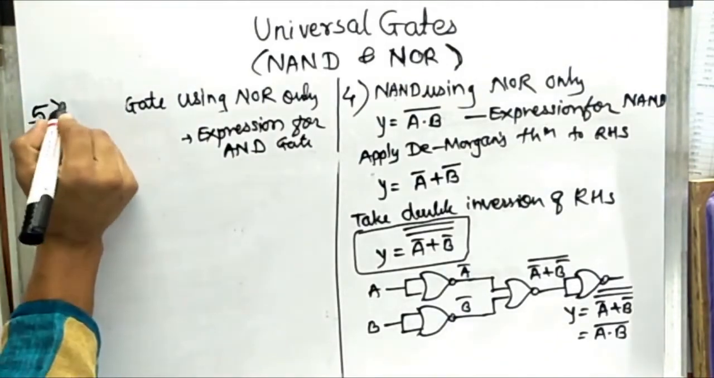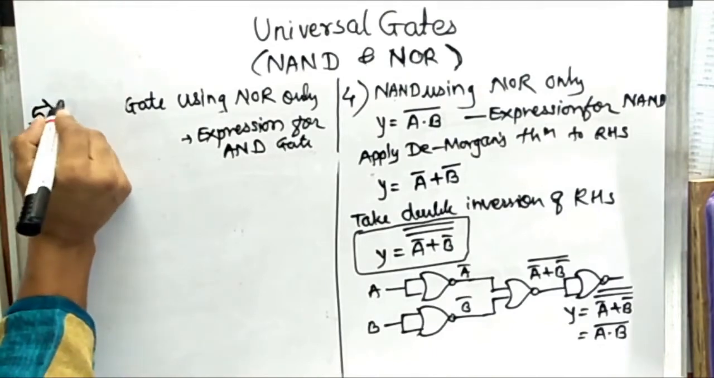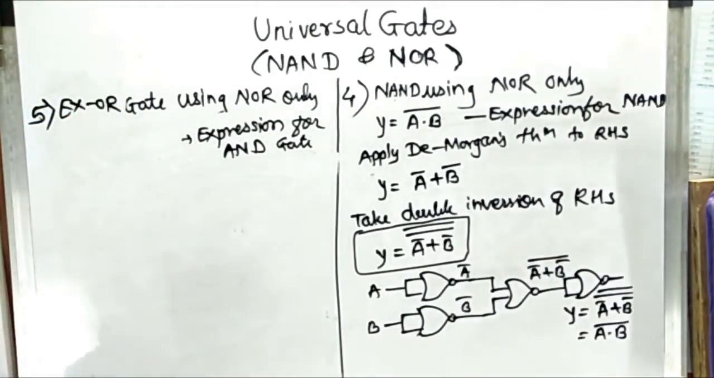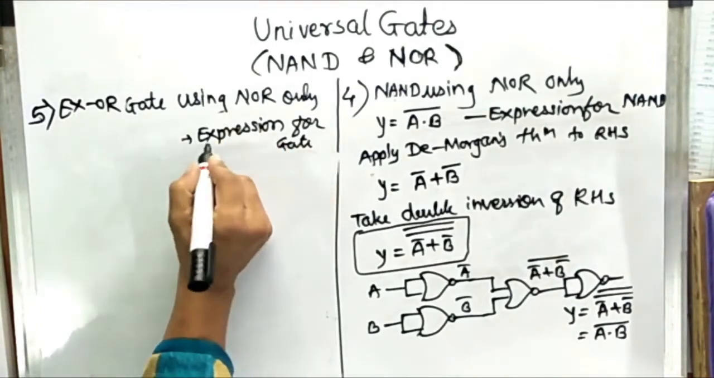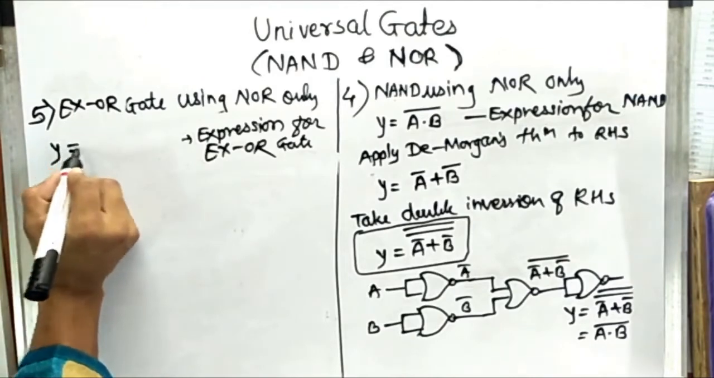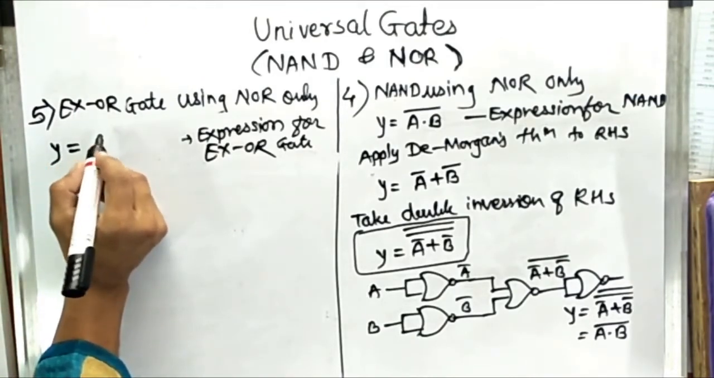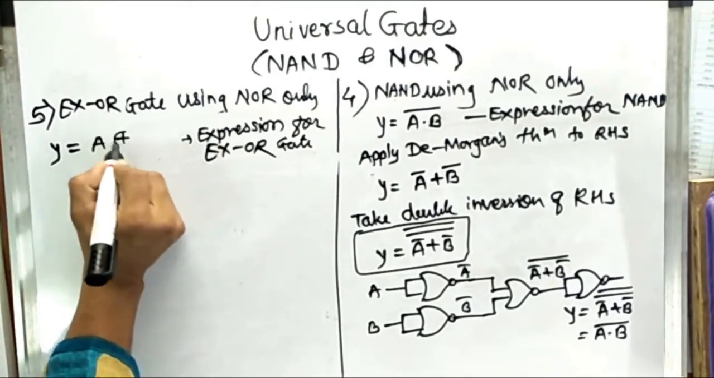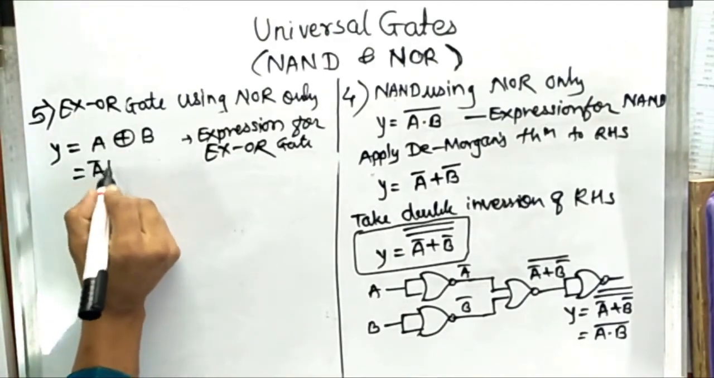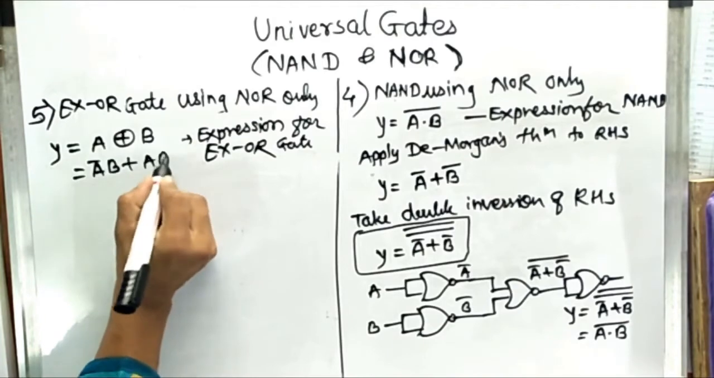Fifth gate, that is XOR, using NOR only. So what is the expression for XOR gate? So we can write the expression for XOR gate, that is A XOR B. So that is nothing but A bar B plus A B bar.